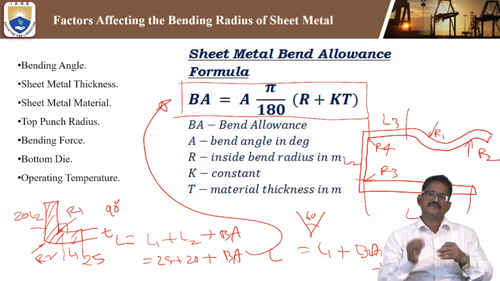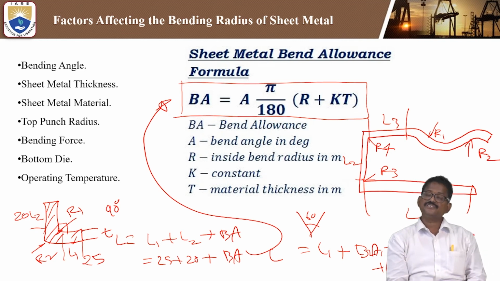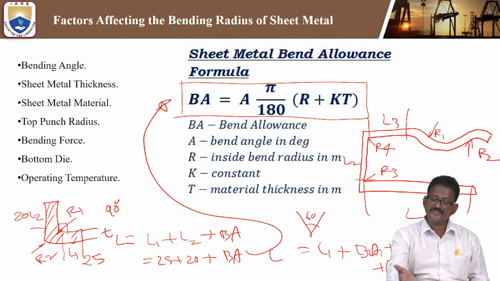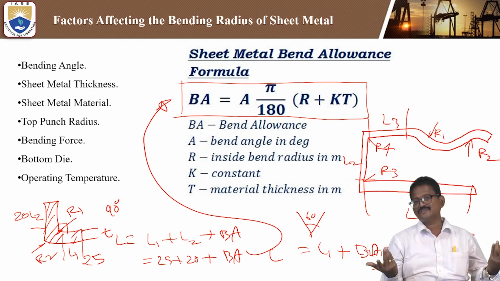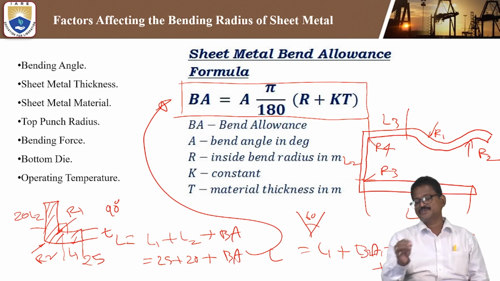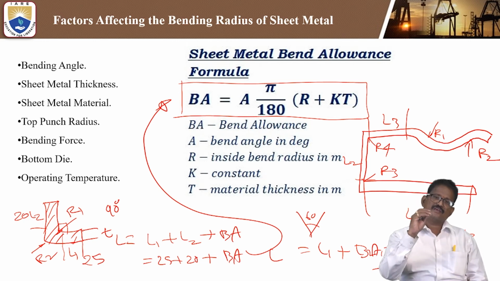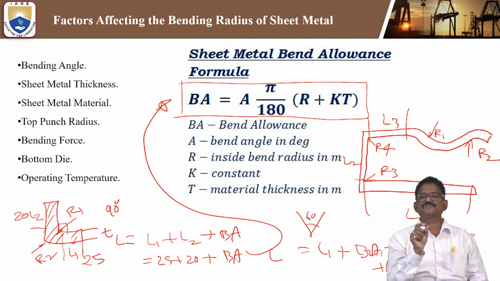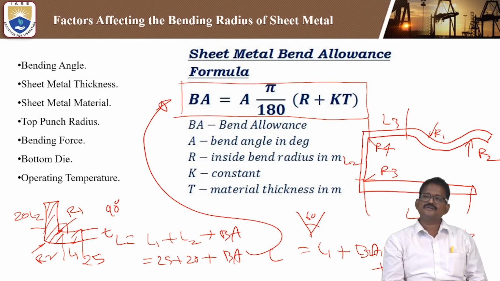But initially, if you know this formula, you can easily calculate the length of the sheet or strip. If you don't know how to calculate the bend allowance, it is difficult to answer such simple questions. Most probably even the GATE examinations, at least every couple of years, may ask this type of question. How do you determine the bend allowance or total length of the sheet or strip?